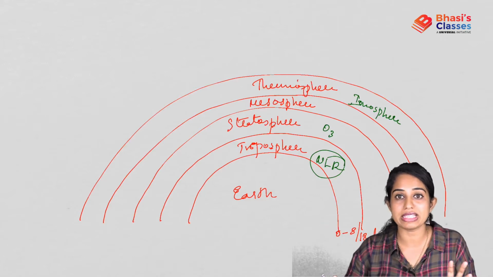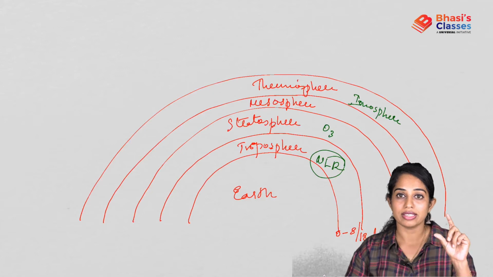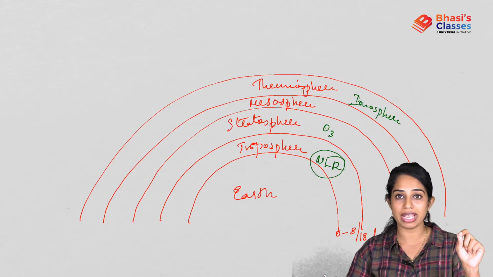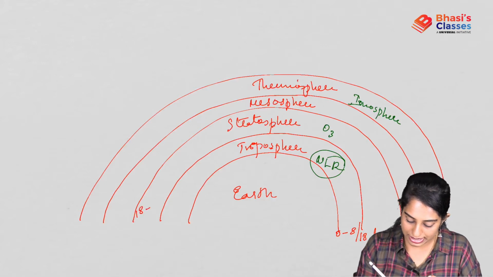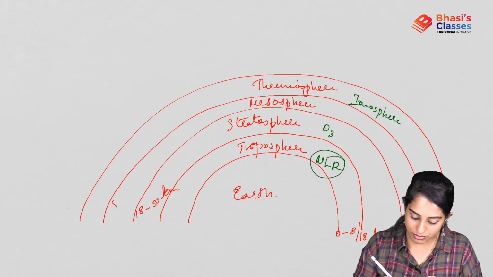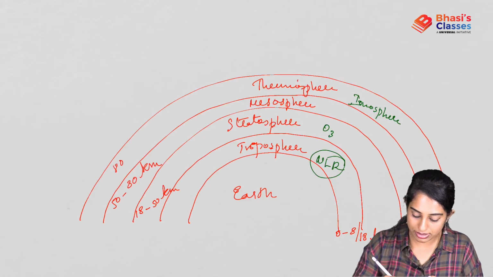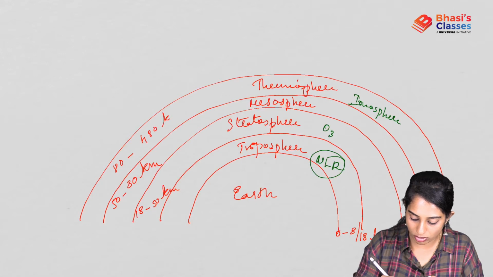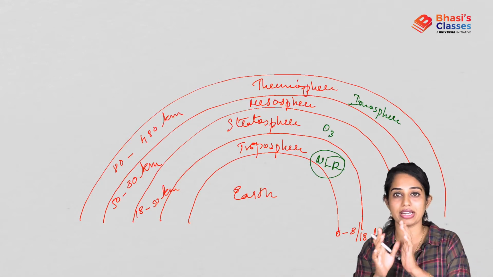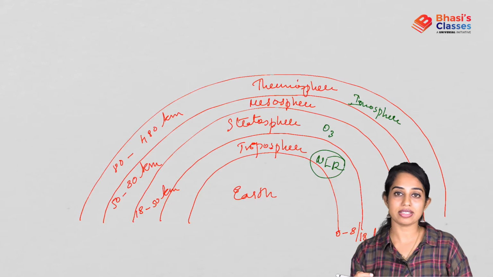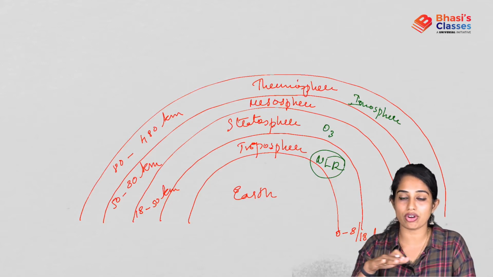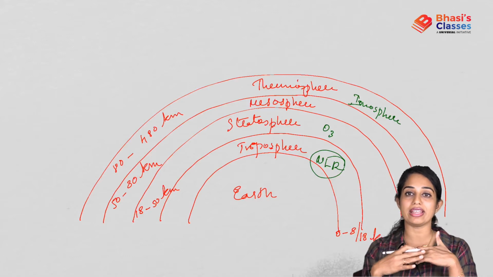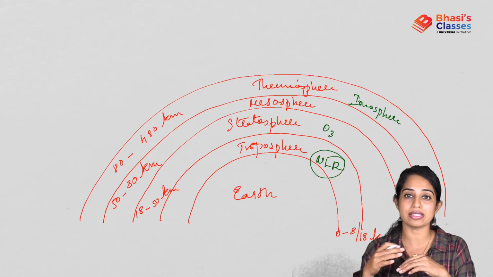As of now, please understand that the troposphere ranges from 0 to 8 to 18 kilometers, whereas the stratosphere is from 18 to 50 kilometers. Mesosphere is from 50 to 80 kilometers and thermosphere is from 80 to 480 kilometers. These are the different layers. Now we understand that there is a rate called lapse rate in the troposphere, the first layer of the earth. All activity happens in the first layer of the earth.